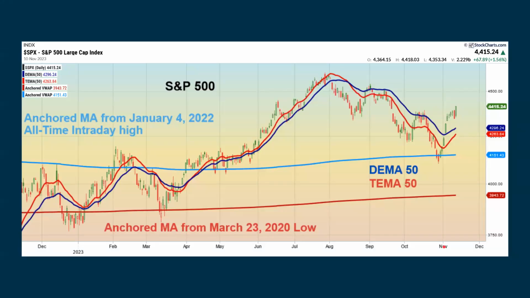Then we look at a double and triple 50-period exponential moving average, and this is showing some improvement too. We're above both of the moving averages. It would turn more positive if the red line was able to come up and cross above the blue line, and it has not done that yet.